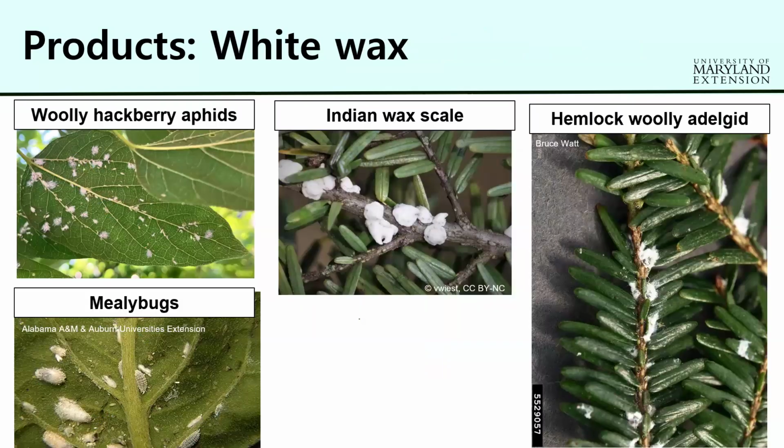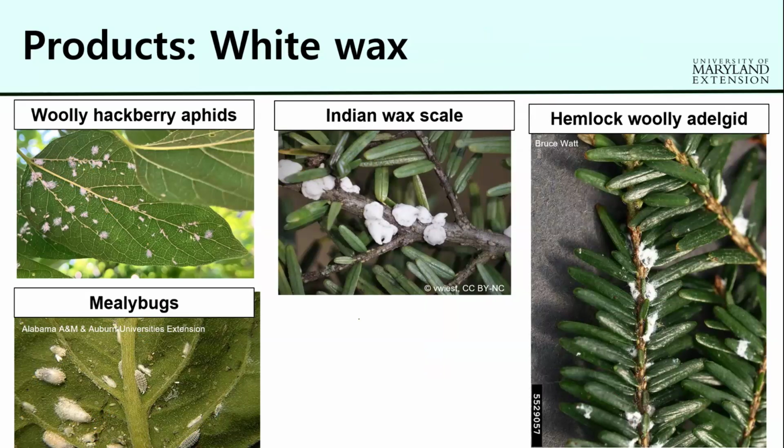White wax is pretty common for lots of different types of insects. On our top left, we see woolly hackberry aphids on hackberry leaves. So they have fluffy white wax on themselves, which helps them to maintain moisture and as protection. We can see them leaving this wax behind on the leaf tissue. On our bottom left, we have mealybugs, which again, waxy themselves and also leave waxy material behind. On our middle, we have Indian wax scale. So this is a soft wax that they cover their body with for protection.